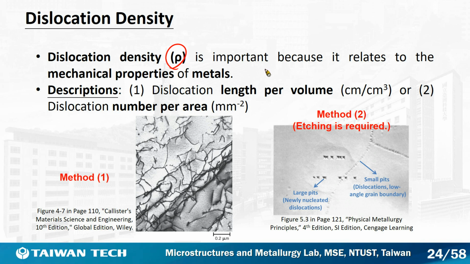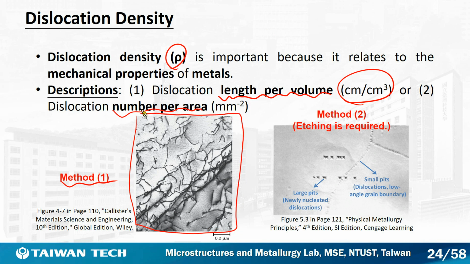So for the descriptions, first, the dislocation density can be expressed as length per volume, okay? Or it can be expressed as number per area. For example, if we choose method 1, this is length per volume. So we will first define a volume, okay, and then calculate the length of all of these dislocations. Then we can get length per volume for the dislocation density.